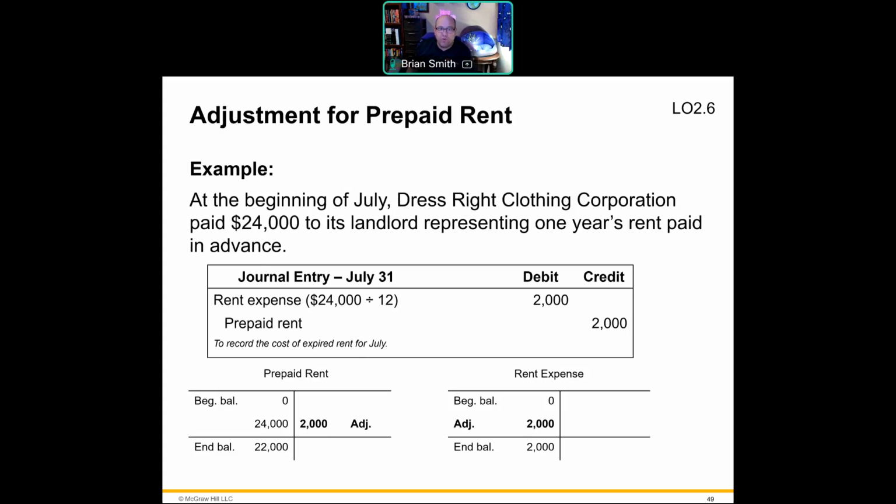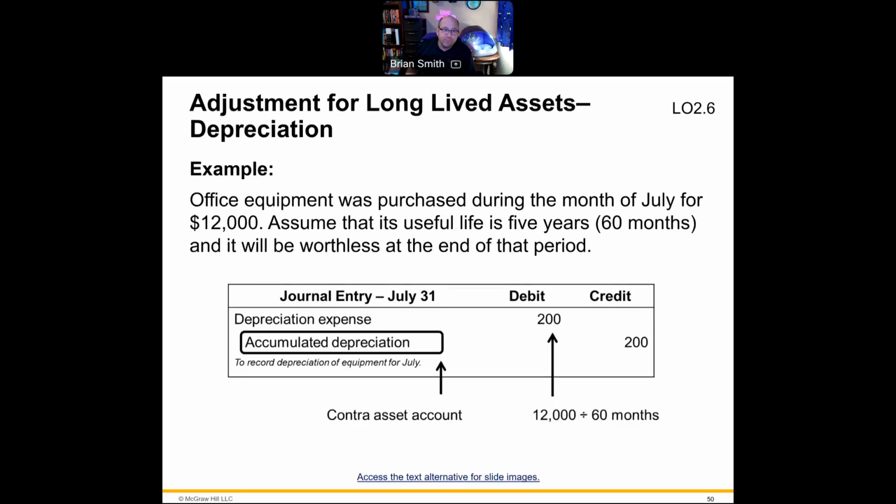Rent expense, prepaid rent. I think we prepaid it for the 1 year. Well, this is a month's worth. It's $2,000 a month. Okay, we did a month's worth of depreciation here, I think. Worthless at the end of that period. So we just take 12,000 divided by 60 and get $200. Okay.